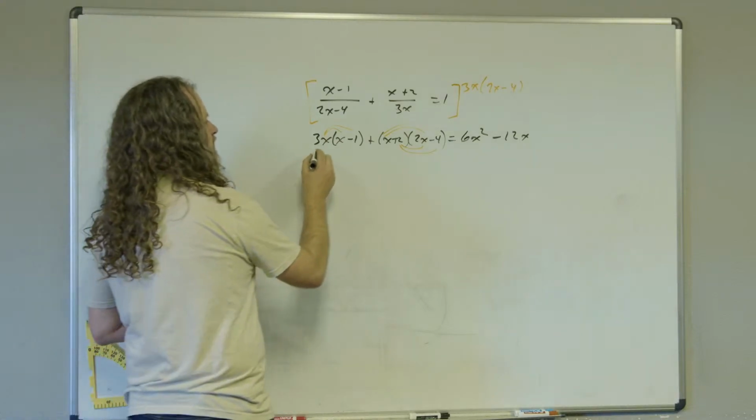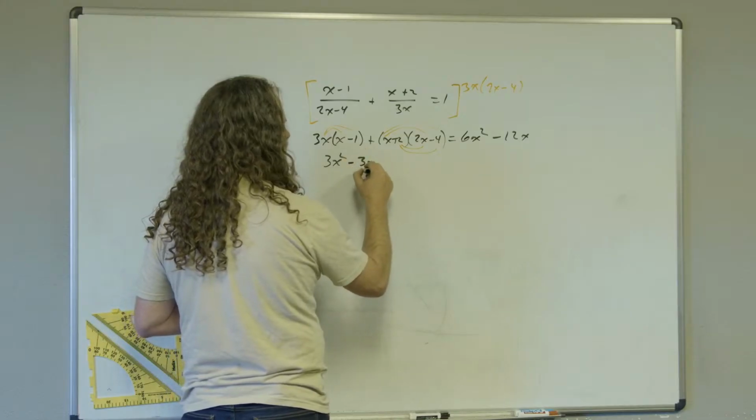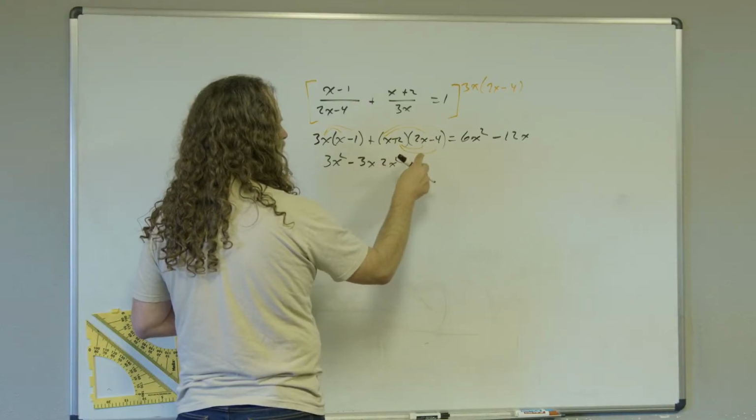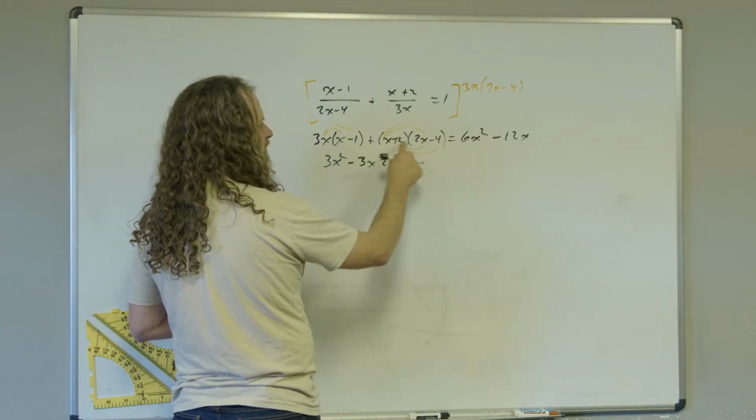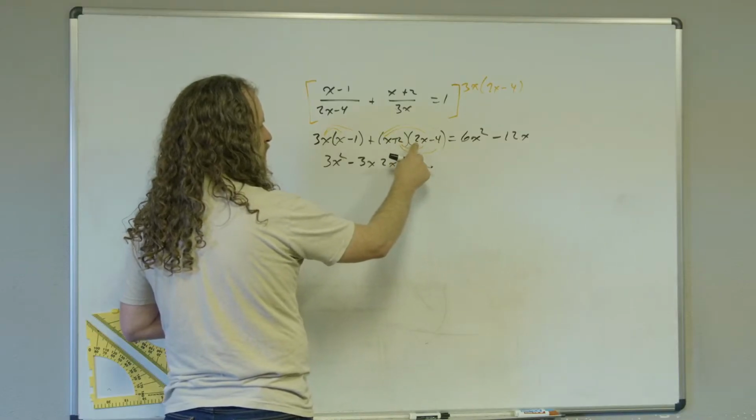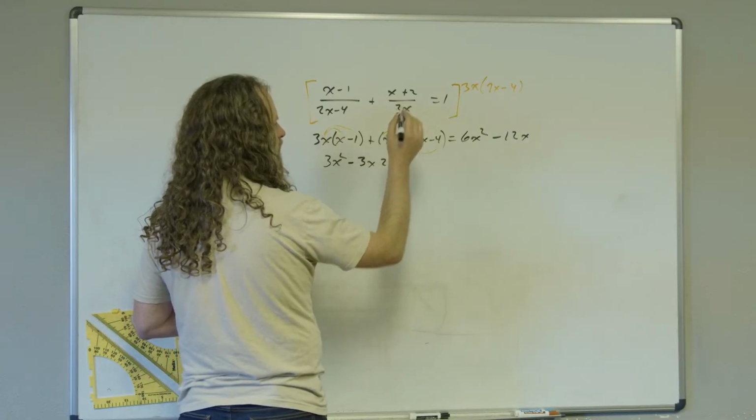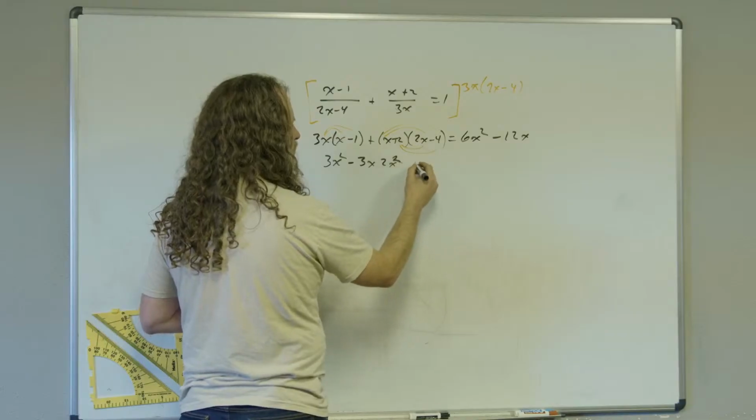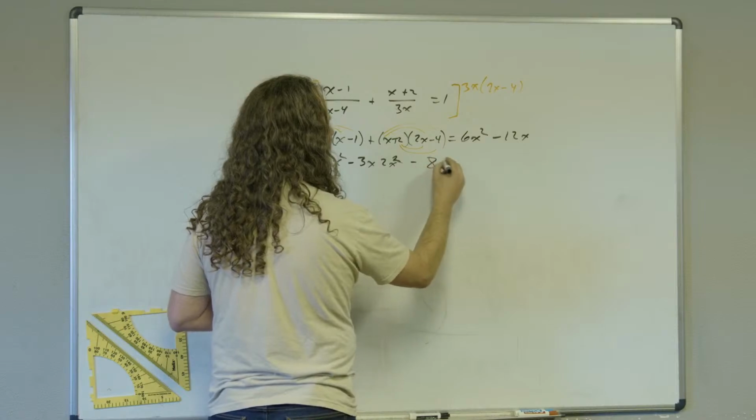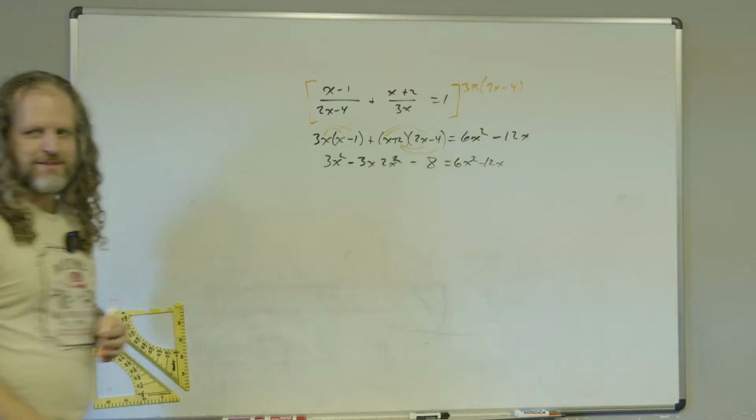3x times x is 3x squared. 3x times negative 1 is negative 3x. X times 2x is 2x squared. We can combine the outside and inside. X times negative 4 is negative 4x. And then 2x times 2x is 4x. So negative 4x plus 4x is 0x. So it cancels in the middle. 2 times negative 4 is negative 8. All right, are we making any mistakes yet?